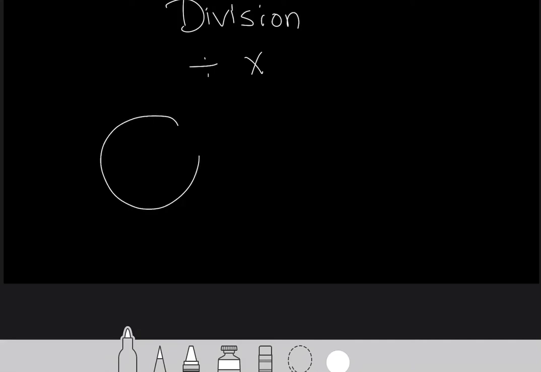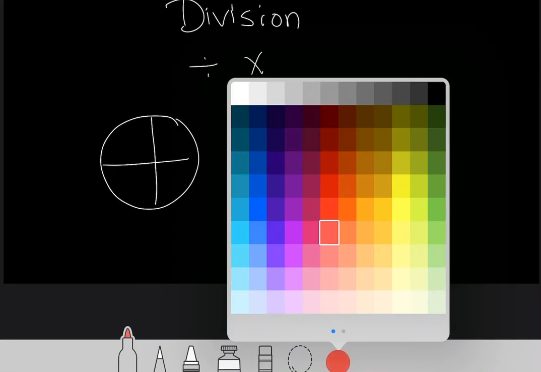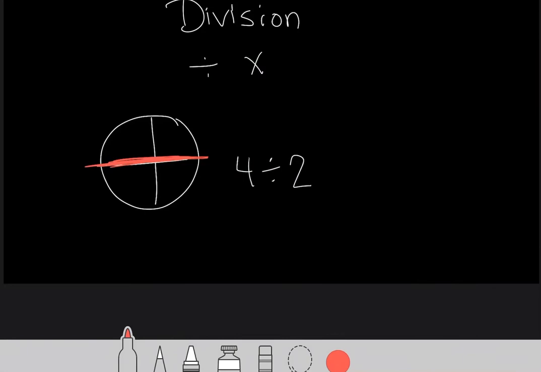So for example, if we had 4 and we wanted to divide it by 2, looking at a visual representation of 4 pieces of pie here, if we were to divide that by 2, we would see how many slices are left on each side. 1, 2. So 4 divided by 2 gives us 2.